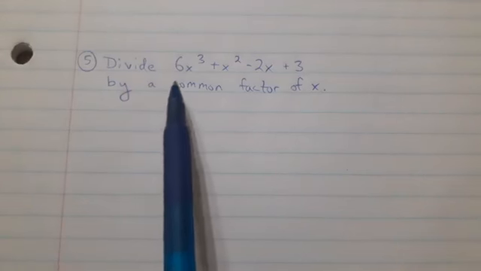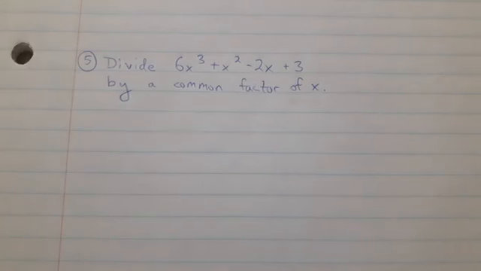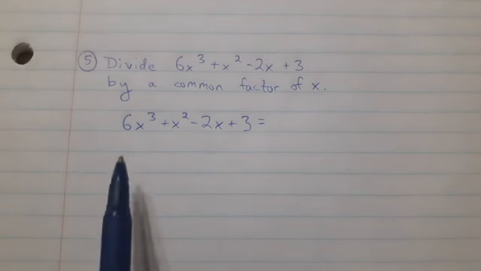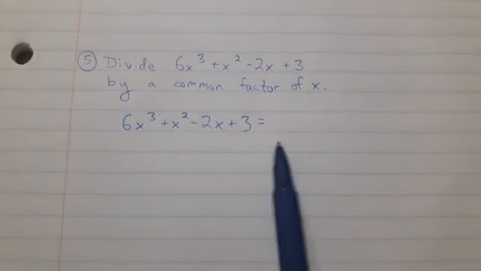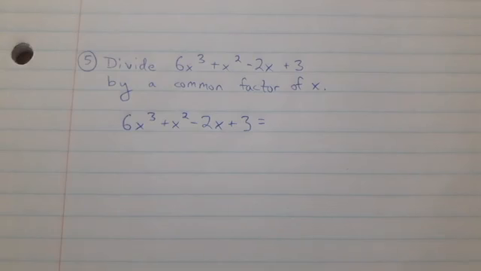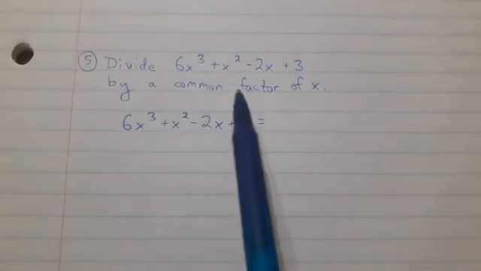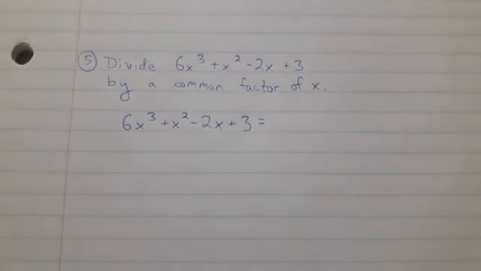It says divide 6x to the third plus x squared minus 2x plus 3 by a common factor of x. What makes this problem so weird is that if I was looking at this, I would say, well, there is no common factor of x. There is no common variable because this 3 doesn't have a variable at all. But they're not just saying factor. They're specifically saying divide by a common factor of x. So that's what we're going to divide by.